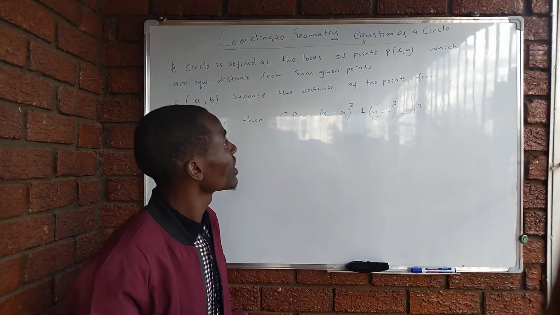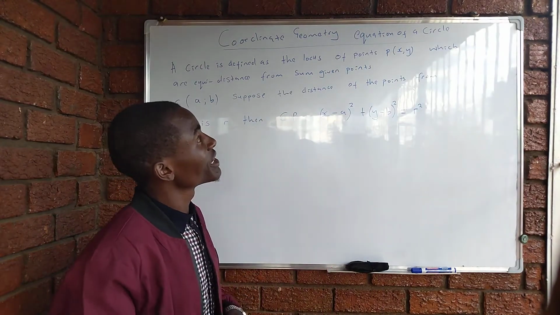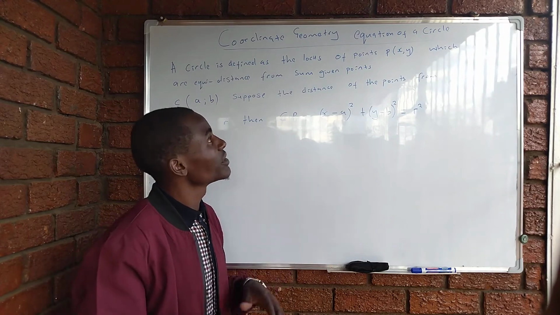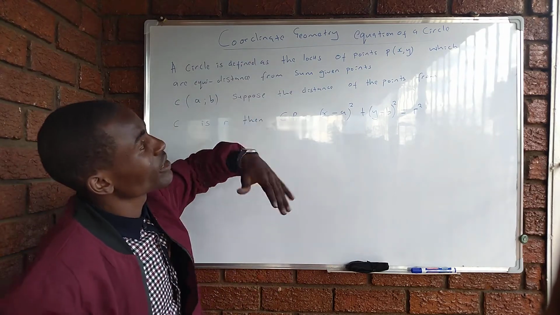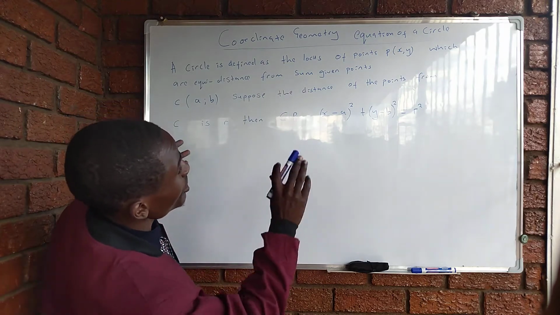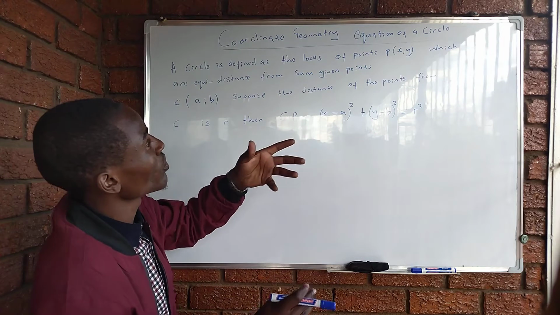Today, together, we do coordinate geometry involving the equation of a circle. Remember last time we did coordinate geometry, the equation of a straight line. Now we are doing the equation of a curve, the equation of a circle, right?